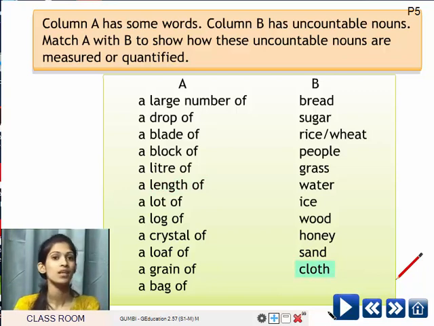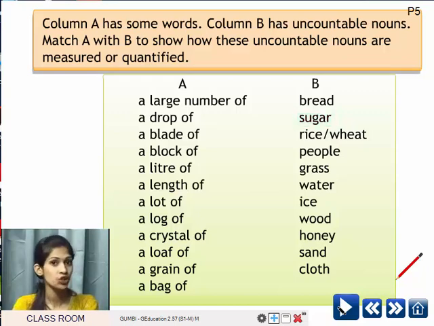Next is a lot of, yes, people, a lot of people. Next is a log of, yes, wood, a log of wood. Next is a crystal of, sugar, a crystal of sugar.